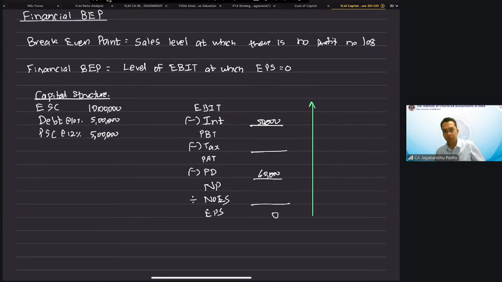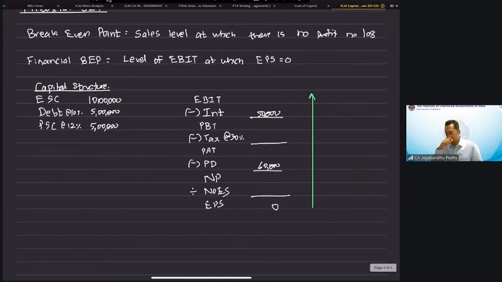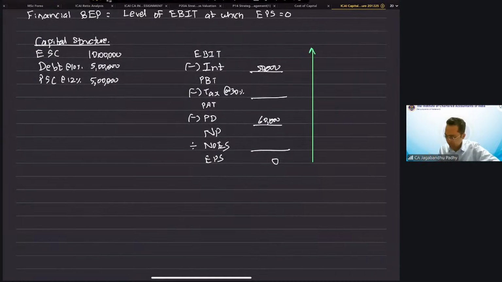Tax rate, take tax rate as 30% only, guys. Let's say tax rate is 30%. Let's do the reverse calculation and arrive at the EBIT level.